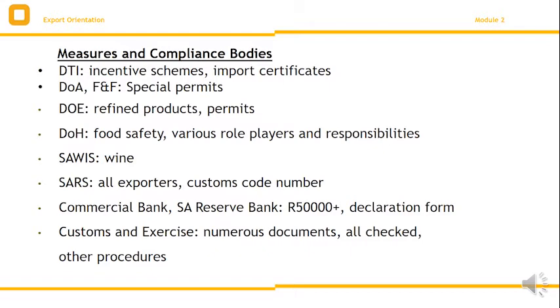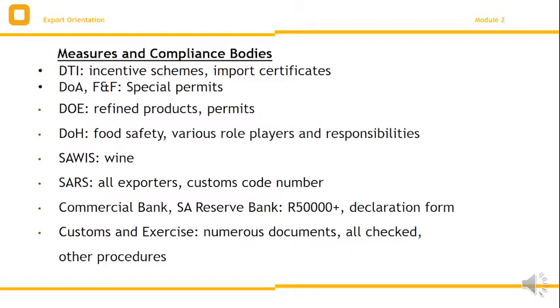We firstly look at the Department of Trade and Industry and Competition. They offer incentive schemes. These are programs or support services or resources that support exporters. And when you are trading with strategic commodities like chemicals, ammunition, military equipment, then you will be expected to provide an import certificate with your export application that will indicate that the importing country is aware of the process and the transaction or the global trade.